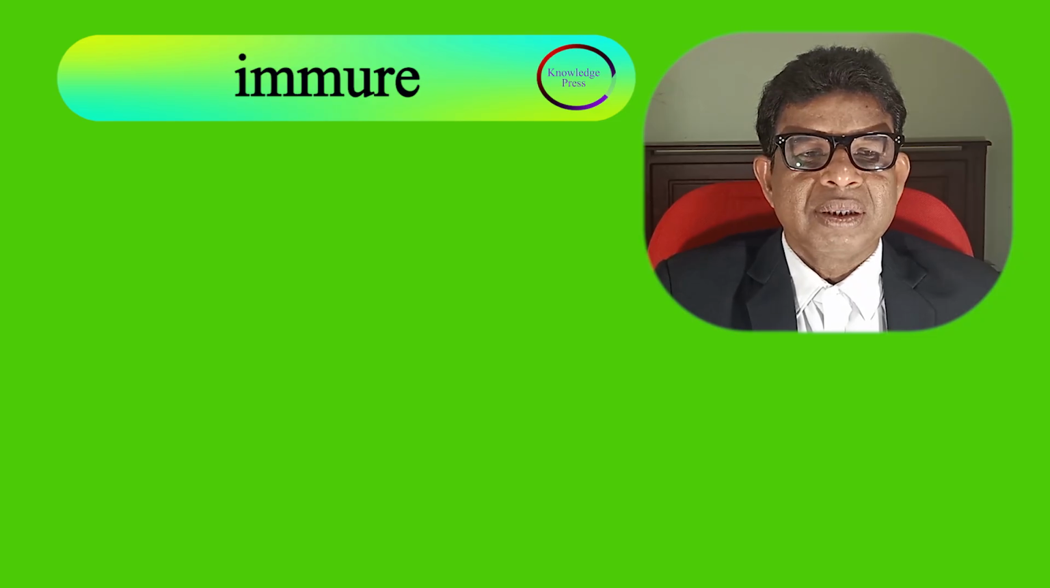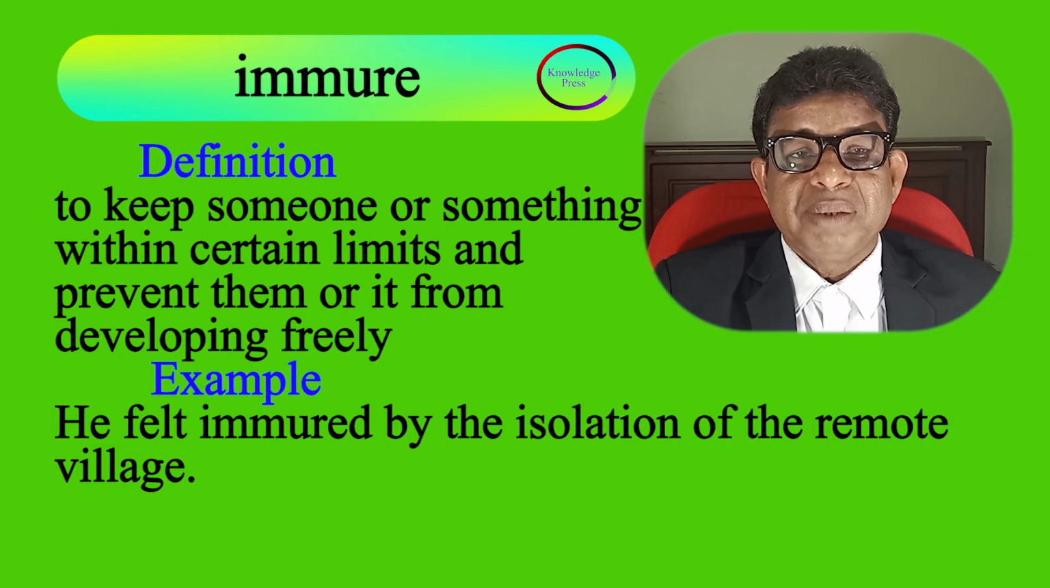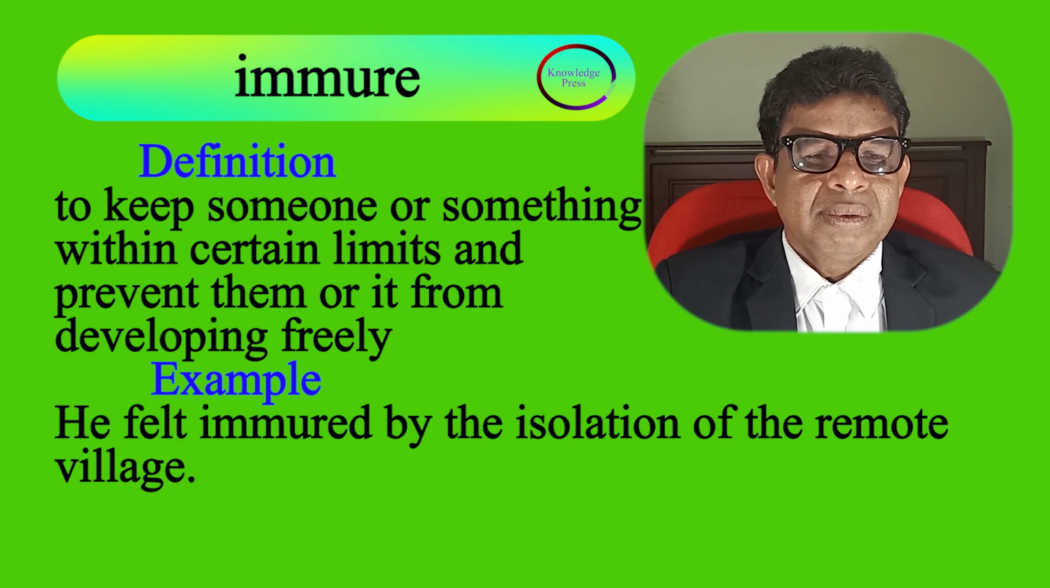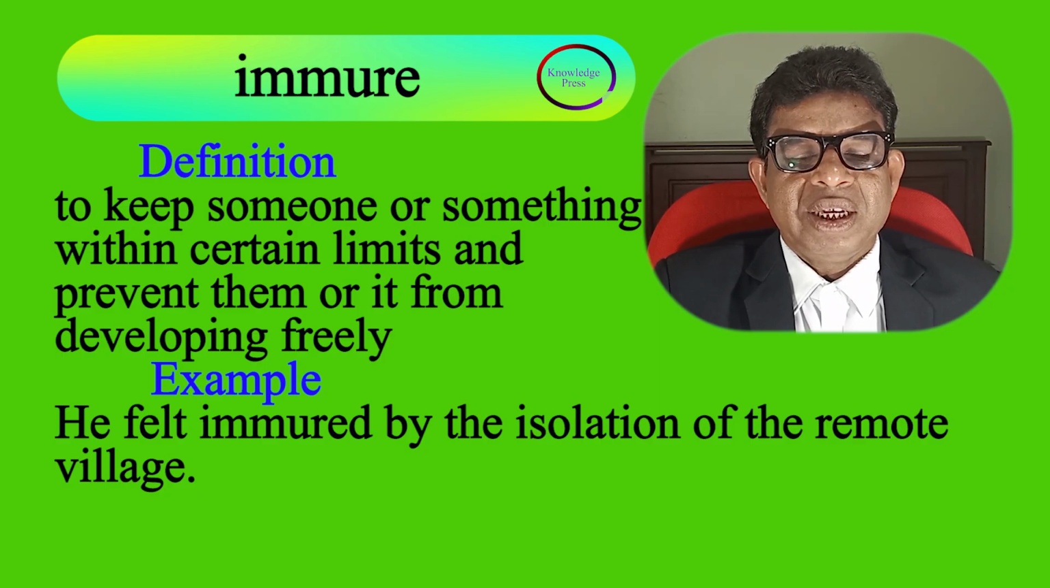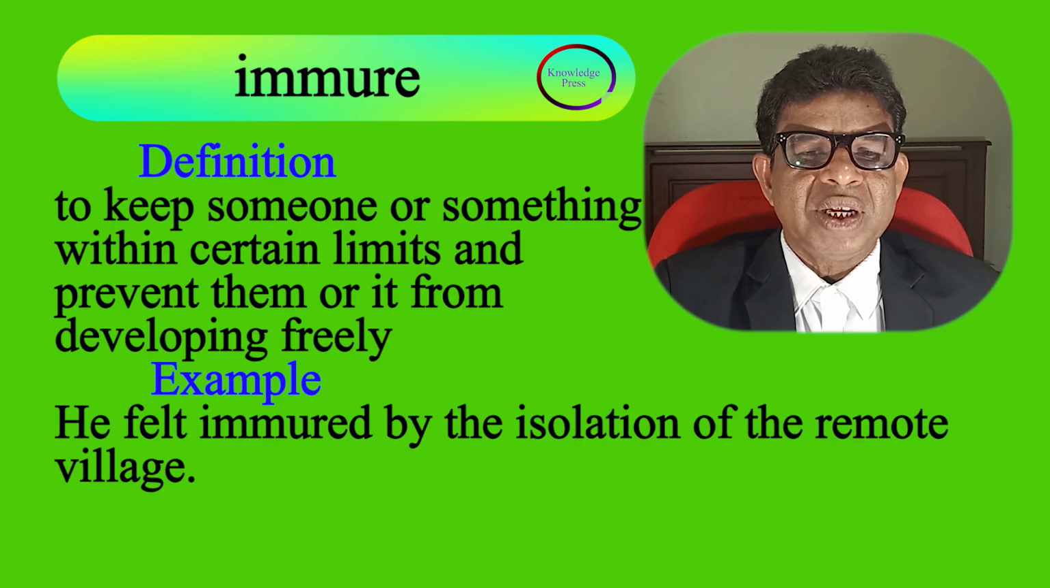Immure. Definition: to keep someone or something within certain limits and prevent them or it from developing freely. Example: he felt immured by the isolation of the remote village.